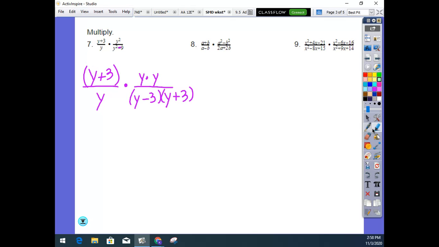So the factors of the numerator: y plus 3, y, and y. Factors of the denominator: y, y minus 3, y plus 3. What cancels? y plus 3, y and y. What's left? So anything from the top can cancel anything from the bottom.